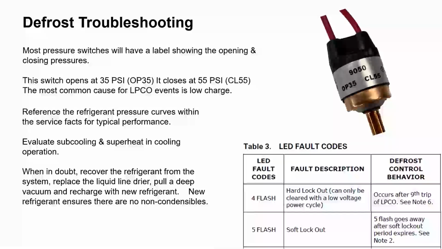Most of our heat pumps, the pressure switch opens at 35 PSI, closes at 55 PSI. The most common low pressure trip is going to be low refrigerant charge. So we're going to clear the coil, make sure it's a clean coil. Then we're going to verify our airflow. Then we verify our charge off of the performance curves in the service facts. If you ever need the service facts, text in to us. We will get you a link for them, texted right back out.